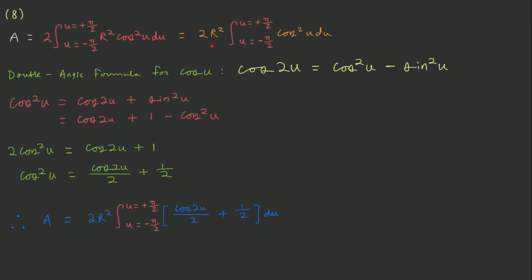So now, simplifying that previous integral that we got from the previous slide a little bit more, we see that we end up with the integral of cosine squared of u du. And unfortunately, the integral of cosine squared u du is also non-trivial.